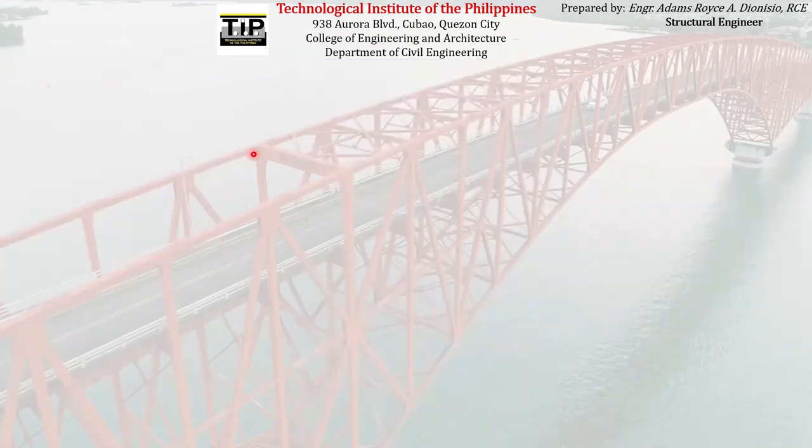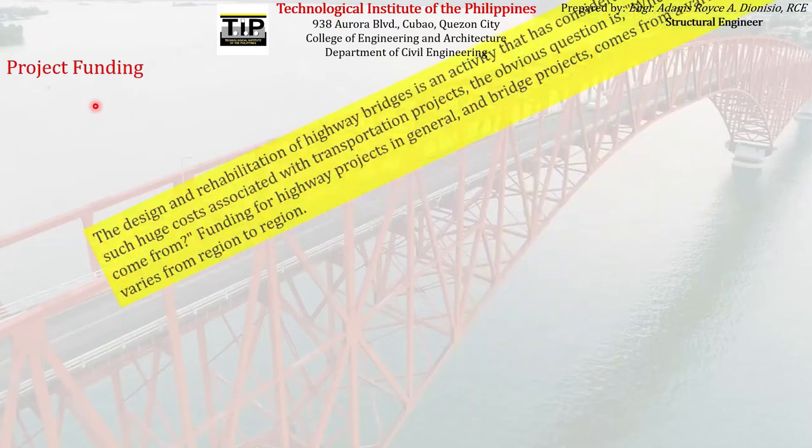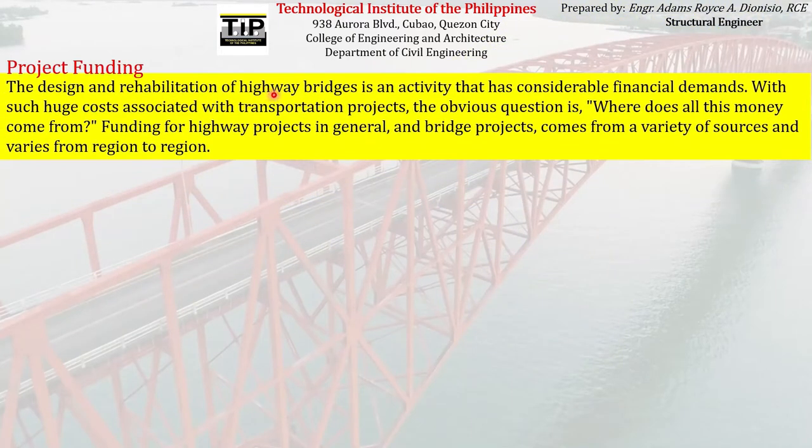So now let us address the first issue that a bridge engineer usually deals with before the commencement of the design, planning, and construction of a bridge structure project, which is the project funding. The design and rehabilitation of highway bridges is an activity that has considerable financial demands. With such huge costs associated with transportation projects, the obvious question is, where does all this money come from? Funding for highway projects in general and bridge projects comes from a variety of sources and varies from region to region.